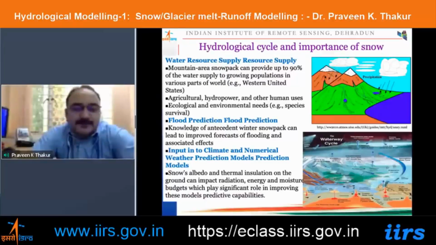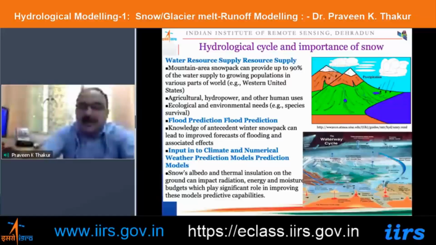And sometimes there is heavy snowfall in the springtime period, for example in the Jhelum River, or in the winter period. If there is a sudden increase in the temperature, that springtime snow can melt, and it can also lead to flooding. This phenomenon is very common in the high areas.